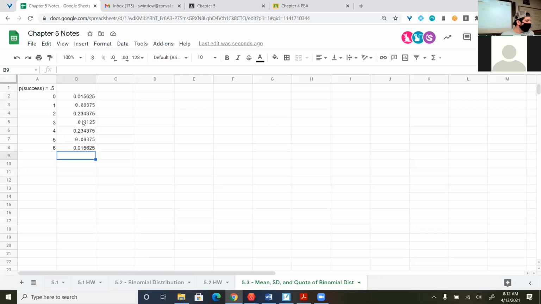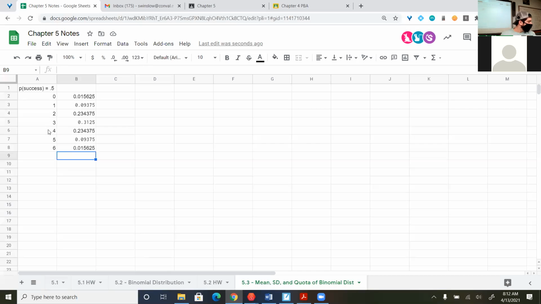If I had something like an 80% chance of success, now all of a sudden, what you're going to find is that 4 and 5 are going to have the higher probabilities. And as you work your way towards 0, it's going to steadily decrease. So that would be more of a skewed left sort of situation, because as you're going to the left, it's decreasing.